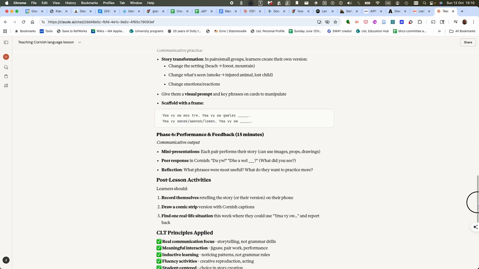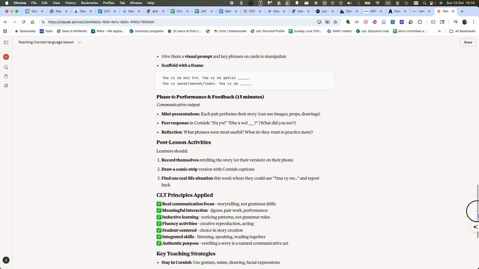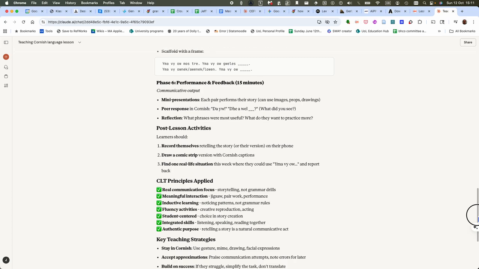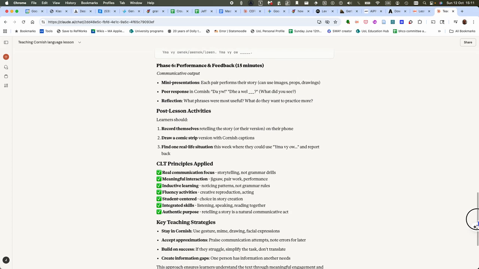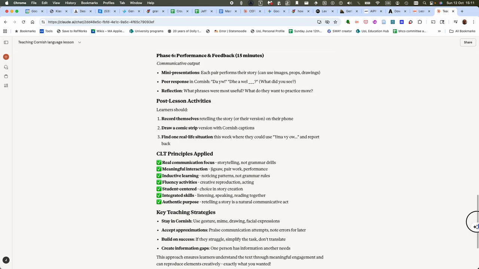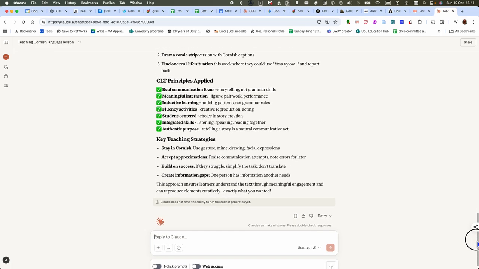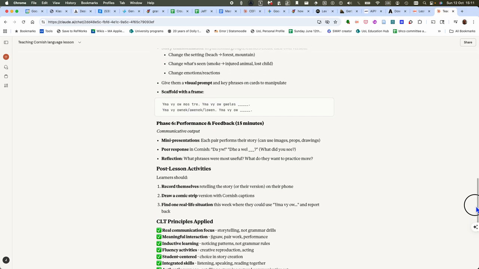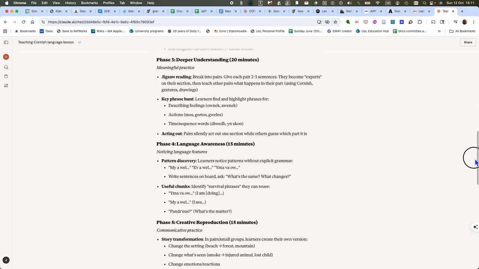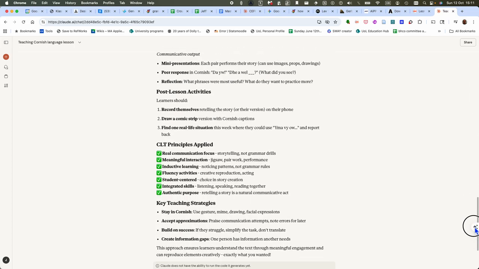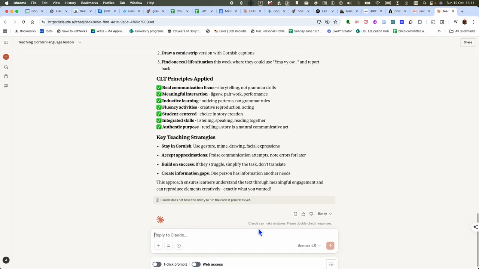I think what I'm particularly interested in is what happens afterwards, so how the learners reproduce the language in the text and make it their own. It's suggested mini presentations, a comic strip, which might suit some learners, and recording themselves telling the story. I expected it to suggest having a role play, but I haven't seen that anywhere. But I could write that in here actually.